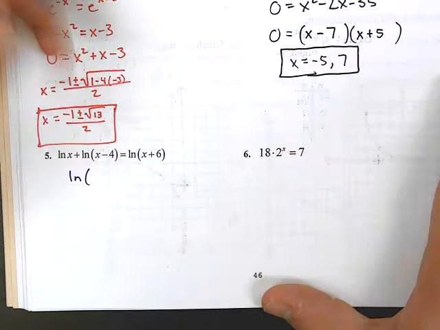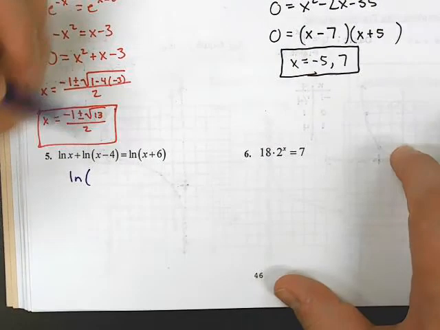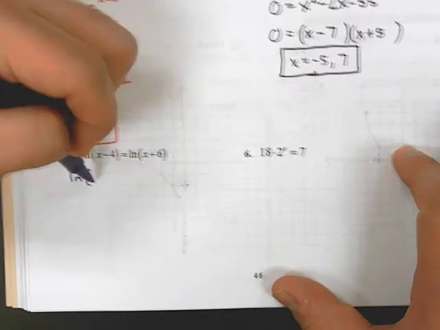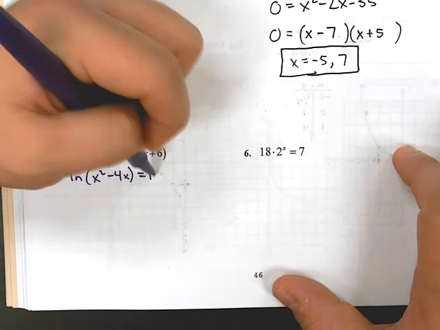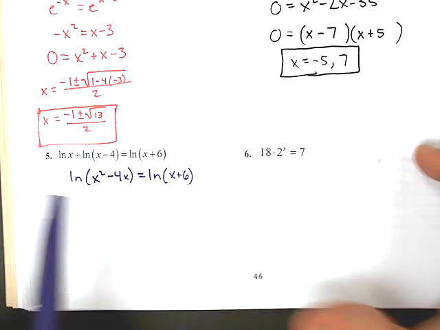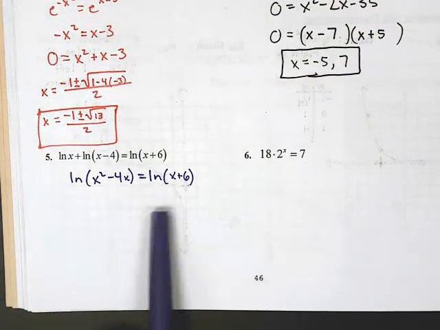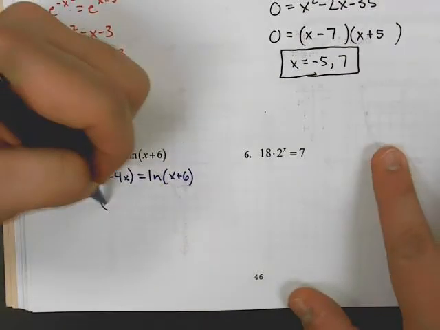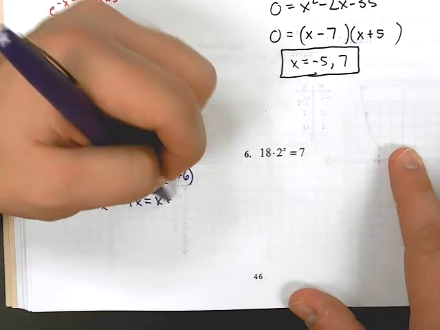ln, how do we combine logarithms when they're split by addition? Well, we multiply the arguments. So I can distribute. So I have x squared minus 4x, and that's equal to ln of x plus 6. So now I know, because I have two logarithms set equal to each other, the same exact base of e, well then the arguments have to be equal. So x squared minus 4x must equal x plus 6.